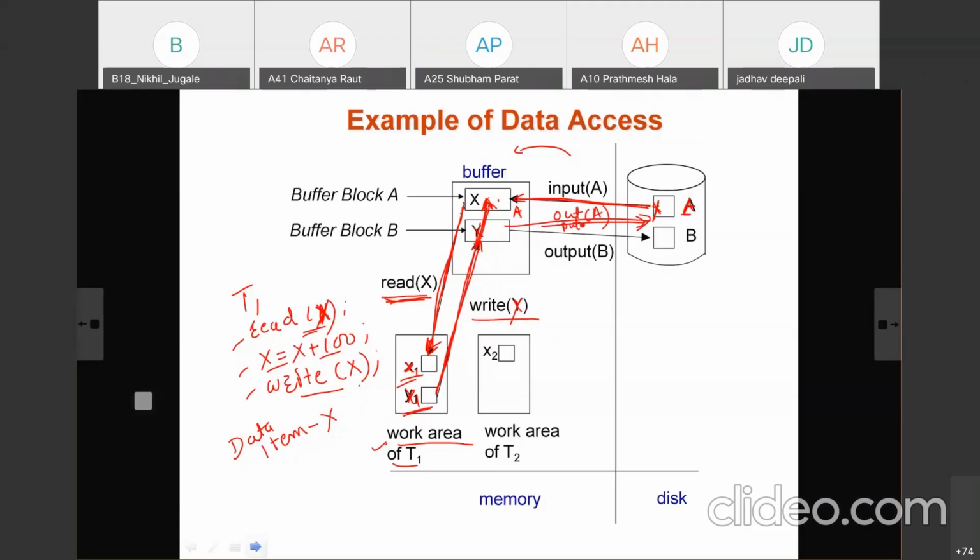In this way, data is accessed by the transaction between the buffer and the disk. With this simple example, I think everyone is clear with this concept.